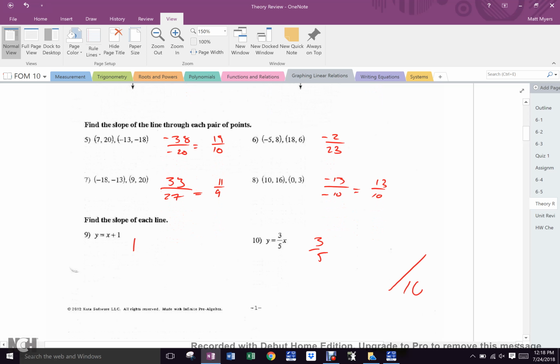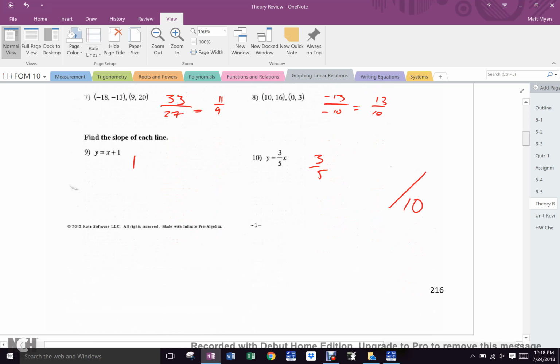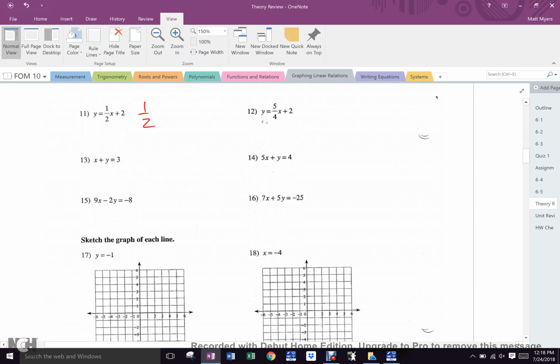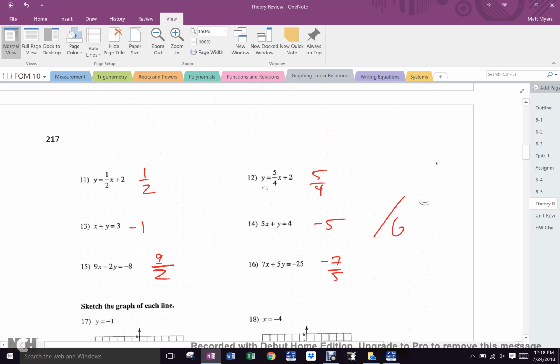1/3/5, making that page out of 10. 1/2, 5/4, negative 1, negative 5, not negative, 9/2, and negative 7/5, making that part out of 6.